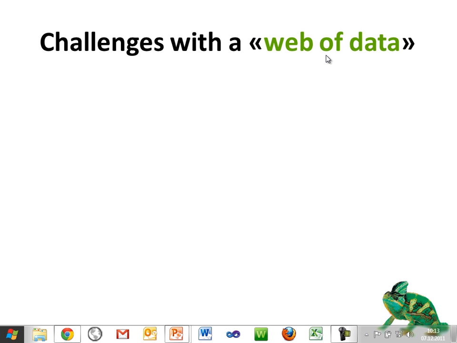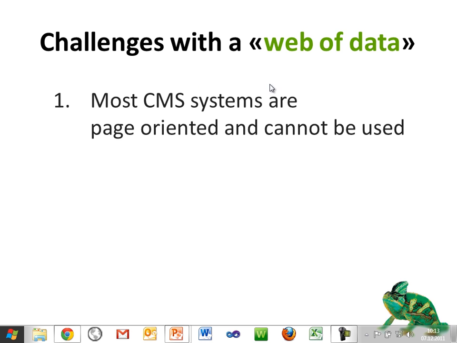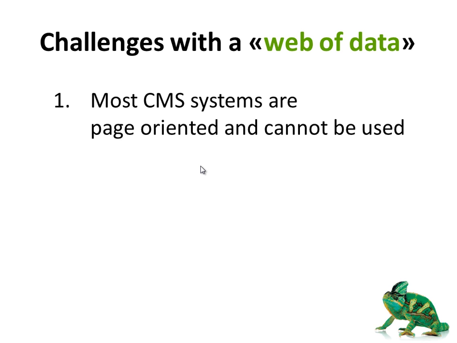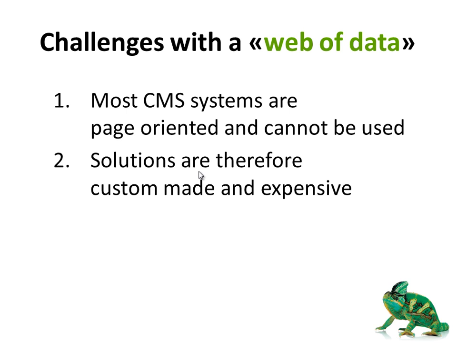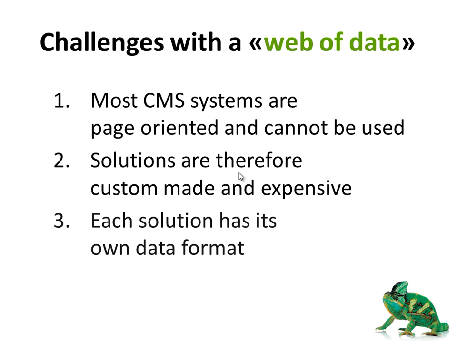So those were two examples of what I mean by web of data. But there are some challenges with this. First of all, most CMS systems are to a large extent page-oriented and very often cannot be used for these kinds of websites. Therefore, if you want to build these kinds of websites, they tend to be custom-made and therefore quite expensive. And each solution quite often has its own data format, so it becomes difficult to integrate the data between these different websites.